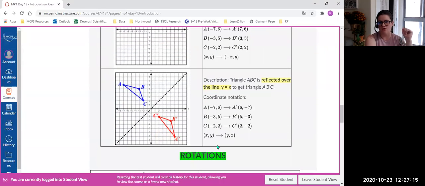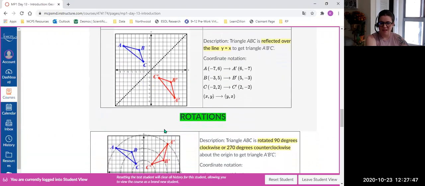If it's reflected over the line y equals x, we didn't talk a whole lot about this, but what happens is the x value becomes the y value, and the y value becomes the x value. So they flip their values, okay? Not changing any signs or anything like that. The first one becomes the second one, and the second one becomes the first one. As you can see here, it goes -7, 6, and then it flips to 6, -7.